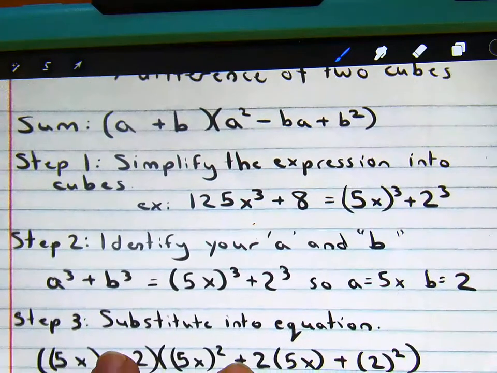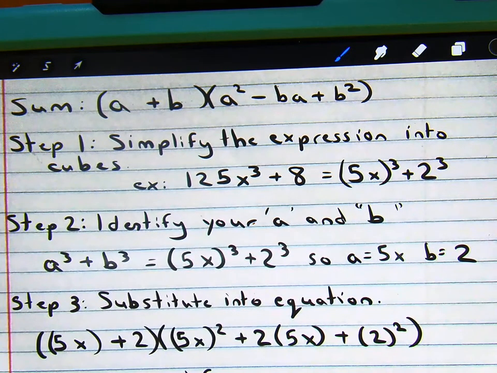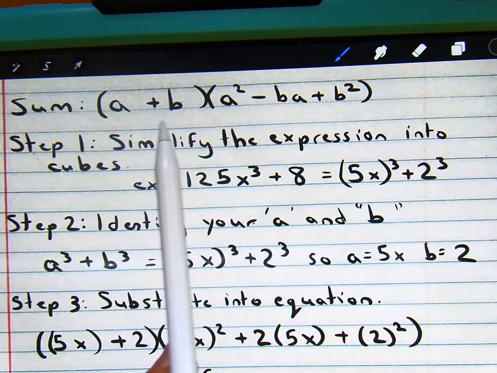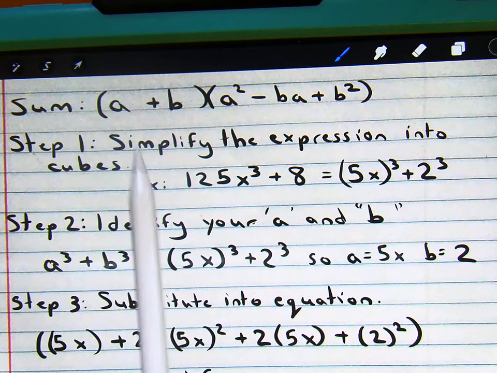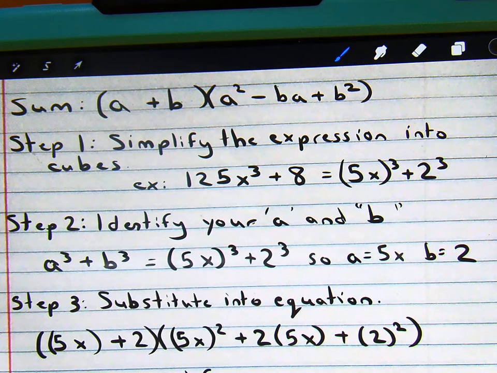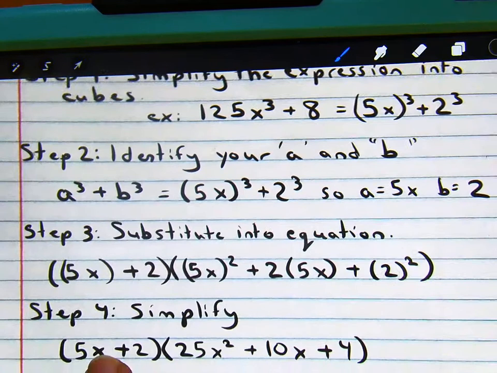Step 3 is to substitute into the equation. So our equation was up here. So we're going to take our a and our b and just substitute it in to that equation, as you see I've done down here. Okay. Step 4 is to simplify.